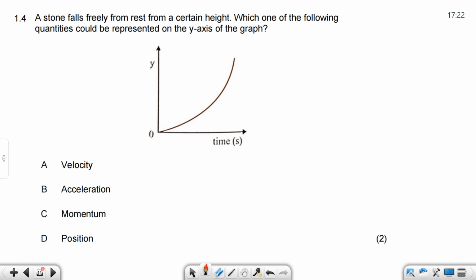A stone freely falls from rest from a certain height. Which one of the following quantities could be represented by the y? If it falls from rest, our initial velocity will be what? 0. Is that okay? But what is represented here?